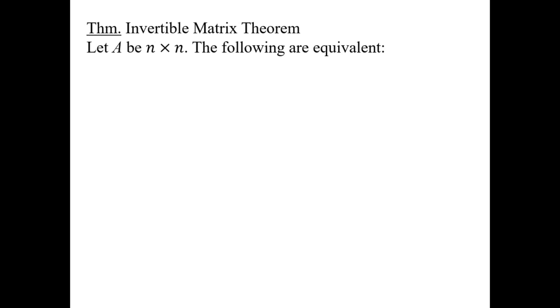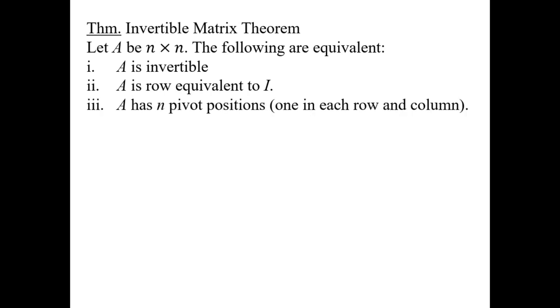The following are equivalent. So all these statements, and I've got a bunch of them. I've got 9, I think. I've got 9 statements. All 9 of these are going to be equivalent to each other. So the first statement, A is invertible. Okay, this is why we call it the invertible matrix theorem. So A is invertible is equivalent to saying that A is row equivalent to the identity matrix. If A is invertible, then we can do row operations to reduce it to the identity matrix. Cool.